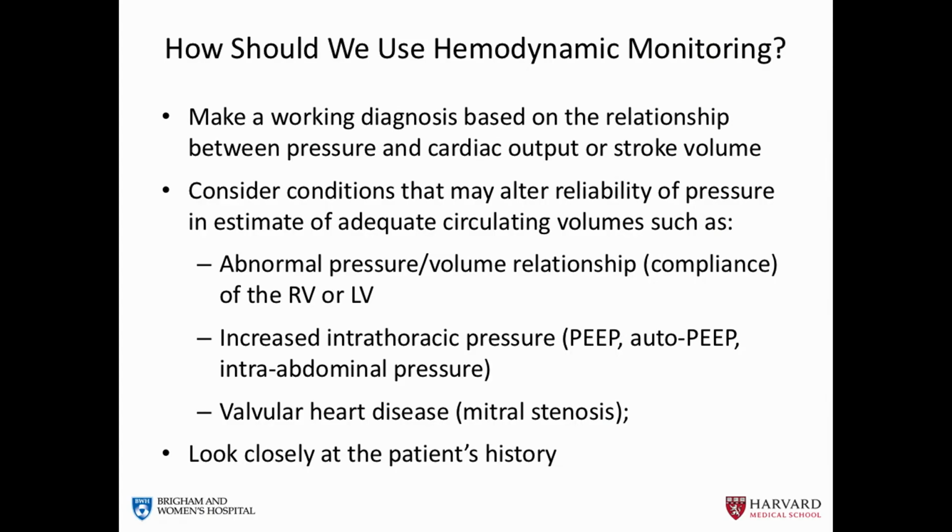You have to consider conditions that may actually alter the reliability of pressure as an estimate of adequate circulating volumes, and some of those include abnormal pressure-volume relationships, i.e. a poor compliance of the right ventricle or left ventricle. We have to consider increased intrathoracic pressure, such as when patients are mechanically ventilated and on positive end expiratory pressure or auto PEEP, as well as increases in intra-abdominal pressure and how those may affect flow through the thoracic cavity.